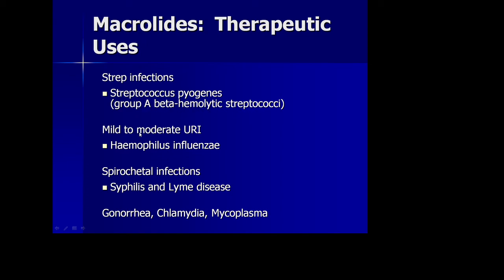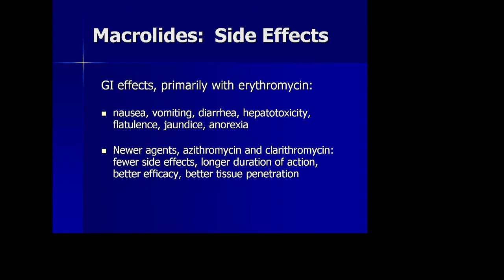And Haemophilus influenzae, spirochetal infections, syphilis and Lyme disease, gonorrhea, mycoplasma, and chlamydia, right? Side effects of macrolides mainly include nausea and vomiting. These are the common side effects. Azithromycin and clarithromycin have fewer side effects, longer duration of action, better efficacy, and better tissue penetration.